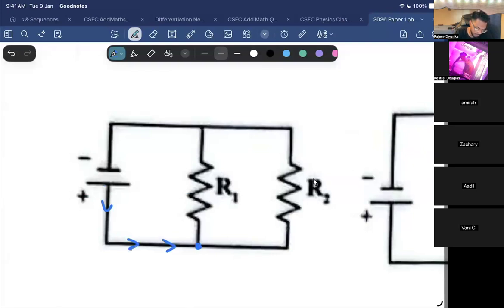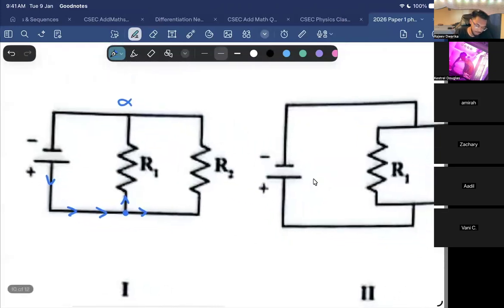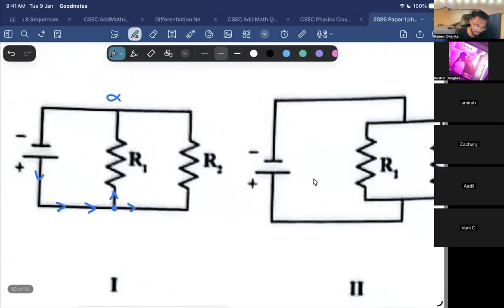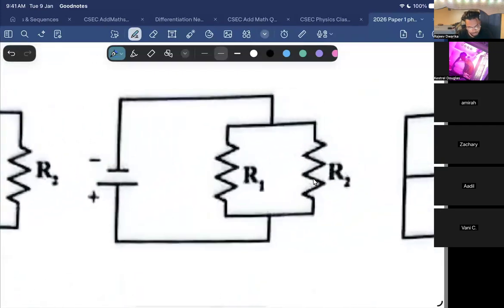What happened in here? It has a split. That's not a series circuit. So is that my answer? No, that's not correct. What about this circuit? Still wrong, because it's splitting.